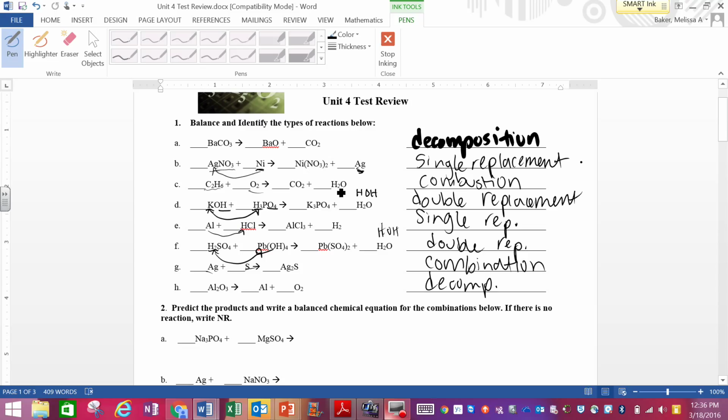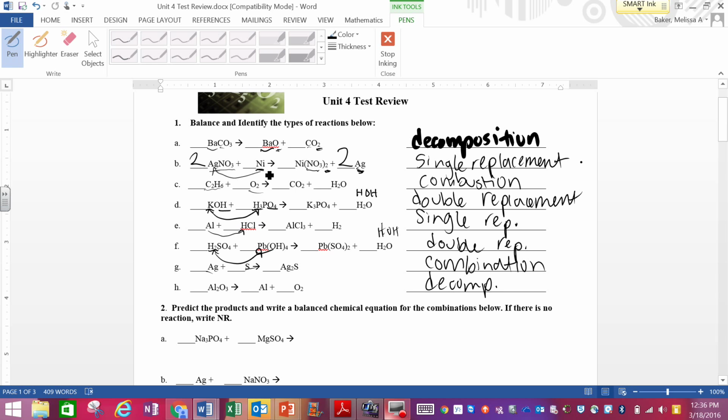All right, now let's look for balancing. So letter A, one Ba on the right of the arrow, one Ba on the left. One carbon on the left, one carbon on the right, two oxygens plus this one on the right. There's three on the right, there's three on the left. So that's already balanced. How about letter B? Let's see, we've got NO3, 2. So we want two NO3s. Now we've got two Ags, so we need a 2 in front of this Ag.